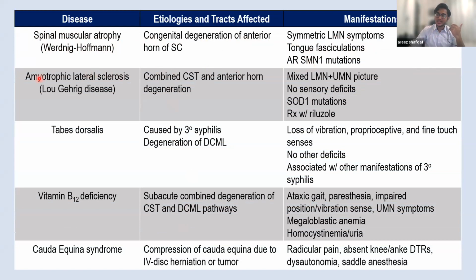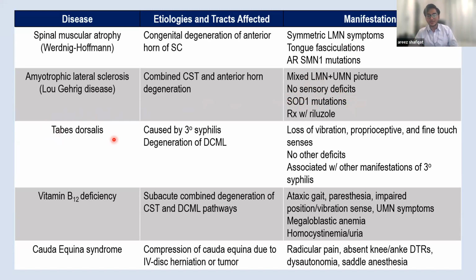The next one is amyotrophic lateral sclerosis. That is a combined upper motor neuron, corticospinal tract, and anterior horn degeneration. So you would get a combined upper motor neuron and lower motor neuron type of clinical presentation. There's no sensory deficits. And it's important for you guys to know that this gene here, the superoxide dismutase 1 gene, is often mutated in these patients, all right?